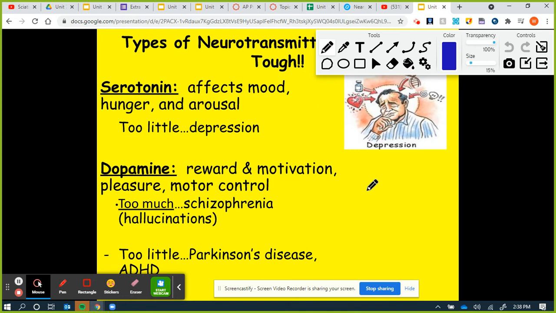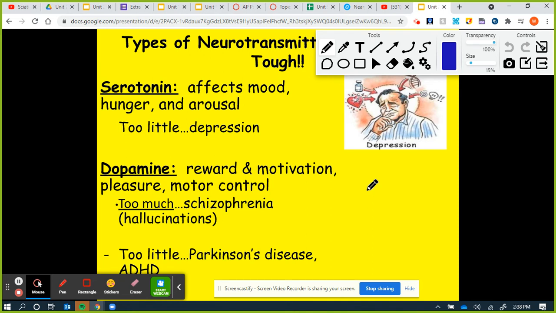Serotonin, main thing to remember with serotonin is mood. We just talked about it. Low levels of serotonin are associated with depression. If you think about the medication, SSRIs, selective serotonin reuptake inhibitors, those stimulate the production of serotonin and elevate mood.